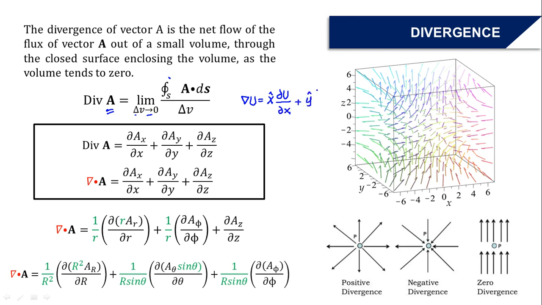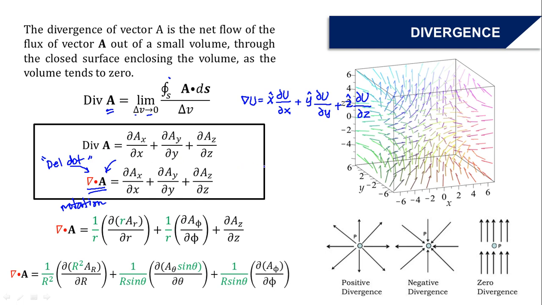Then y hat, the partial derivative ulit ng ating scalar function, then z hat. Pero dito naman sa divergence, ang ating formula is something like this. Ito yung ating symbol, del, we read it as del dot A. Ito yung A, yung ating vector field. So, del dot A, yan yung ating symbol or notation for the divergence of a vector A.